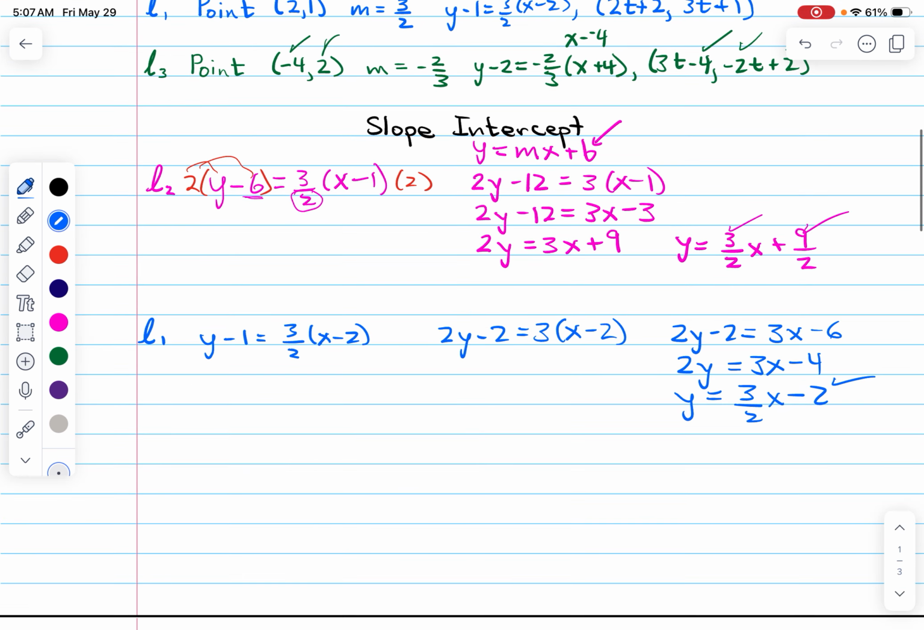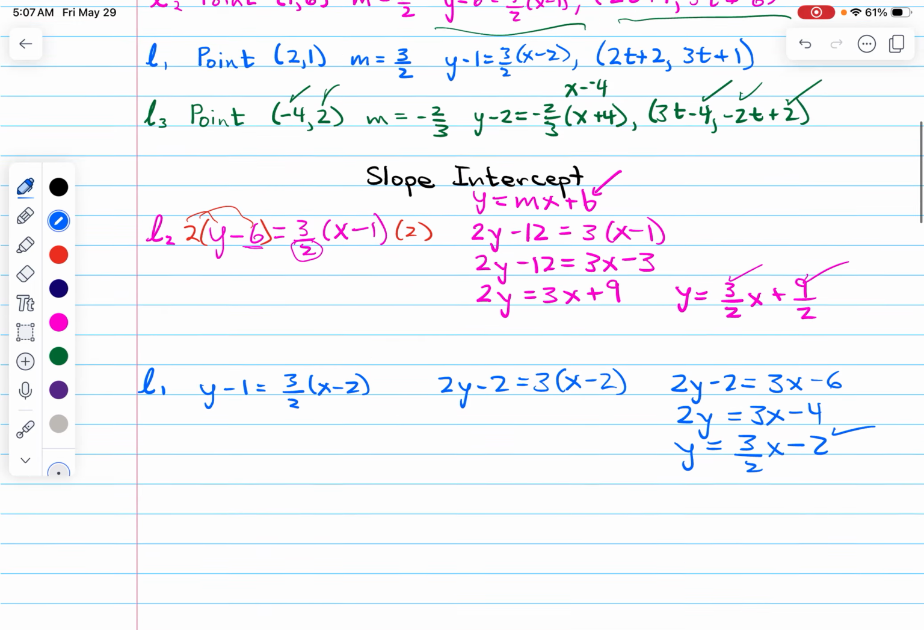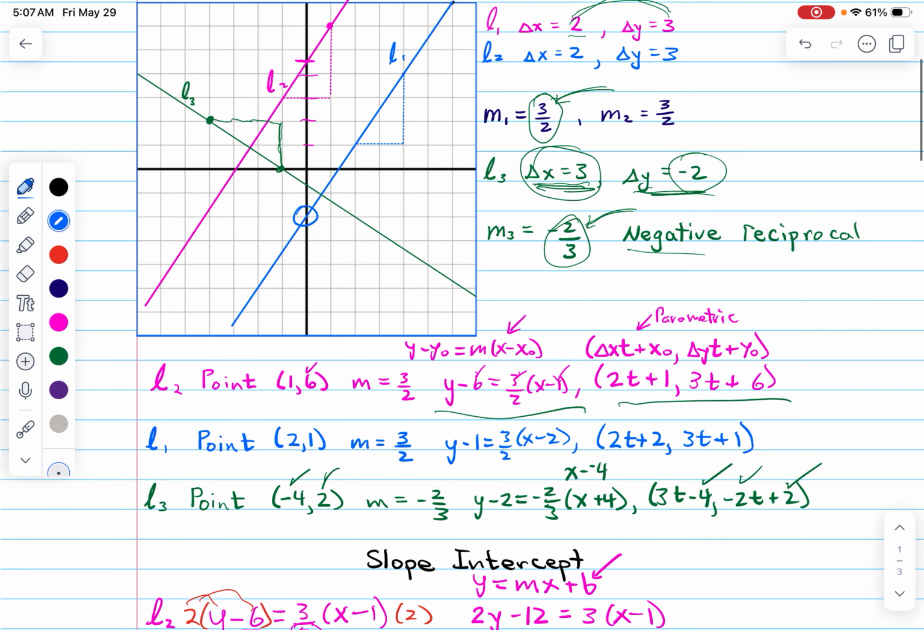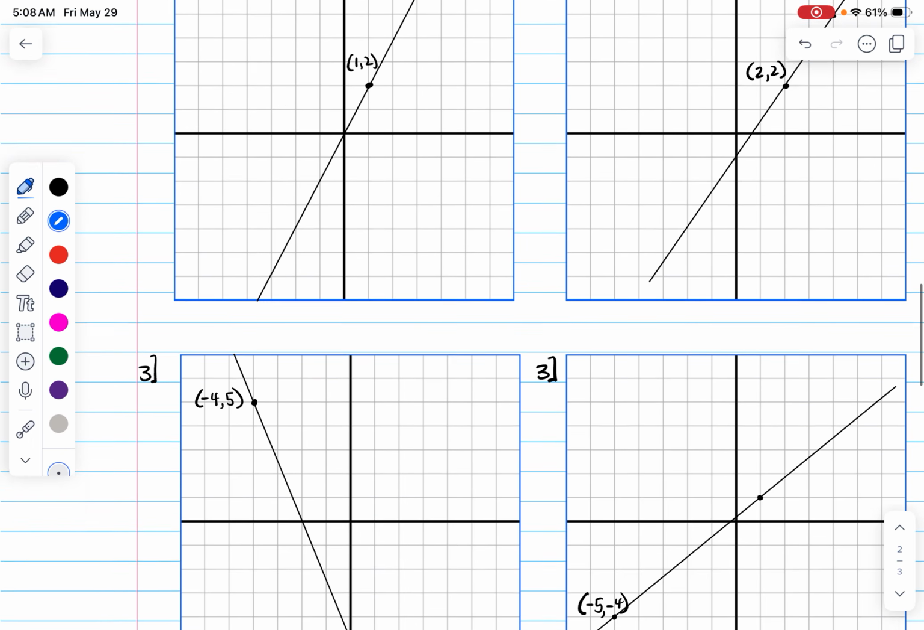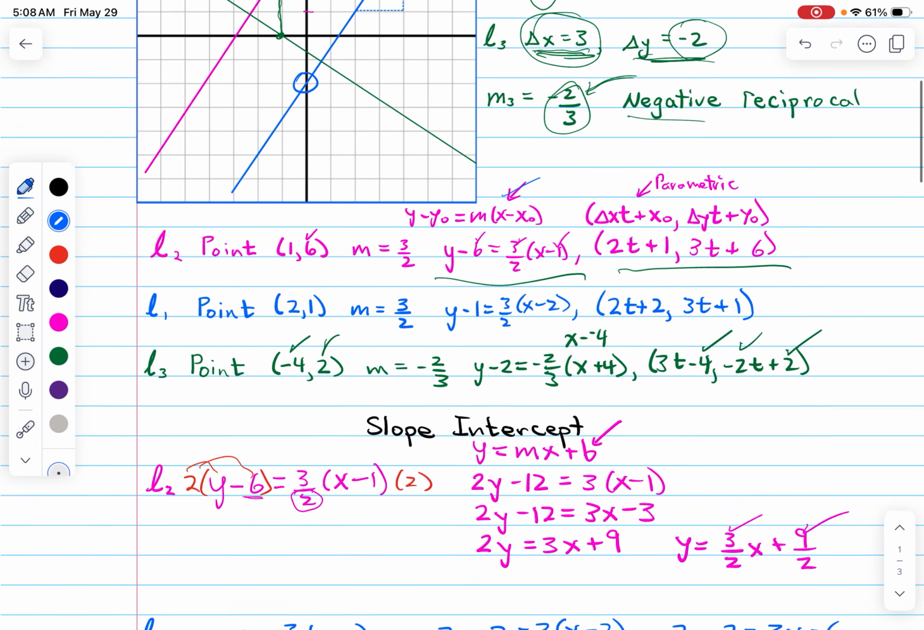Okay, so really what I'm doing here is a kind of remix of how you write the equations for lines in different forms, but also now introducing this idea of how lines and their perpendiculars are related. So here's the assignment that goes with that, and we'll talk about that in class.